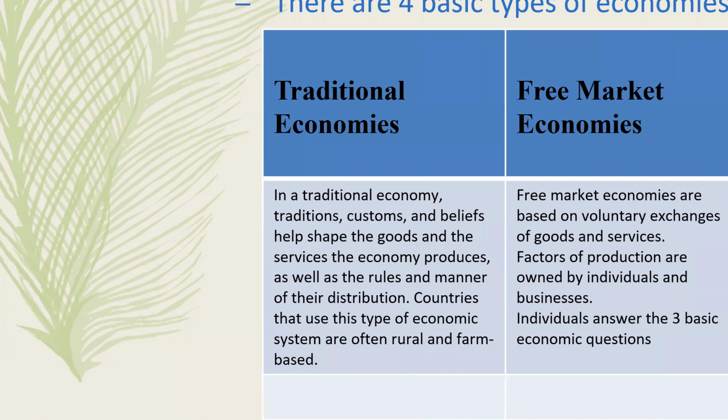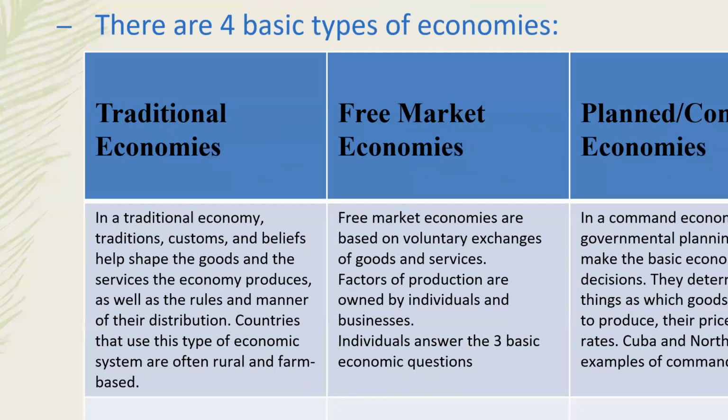And the second economy is the free market economy, where we have the freedom of choice and the freedom of production of everyone in this economy. We are allowed to do whatever we please, right? With free market economies, they are owned by individuals and businesses, and the individuals answer 3 basic economic questions, which we will look at in a bit.